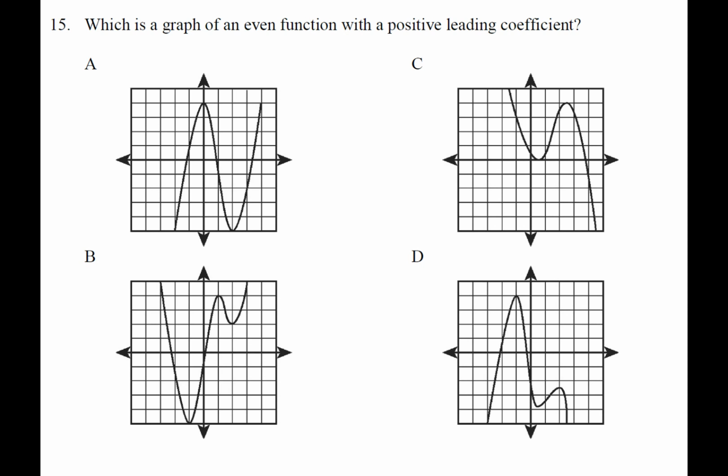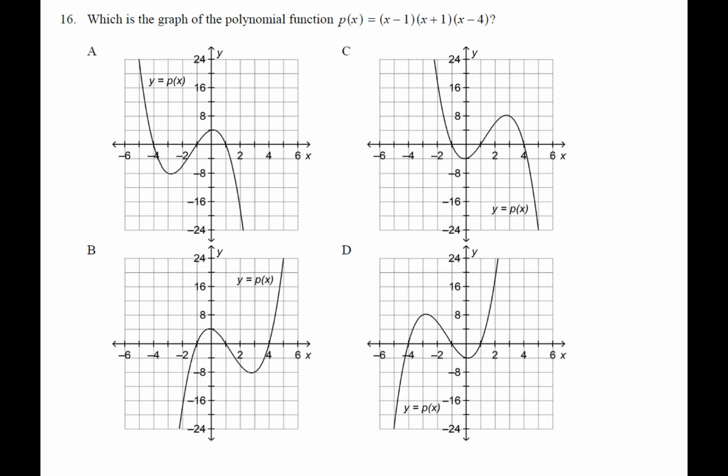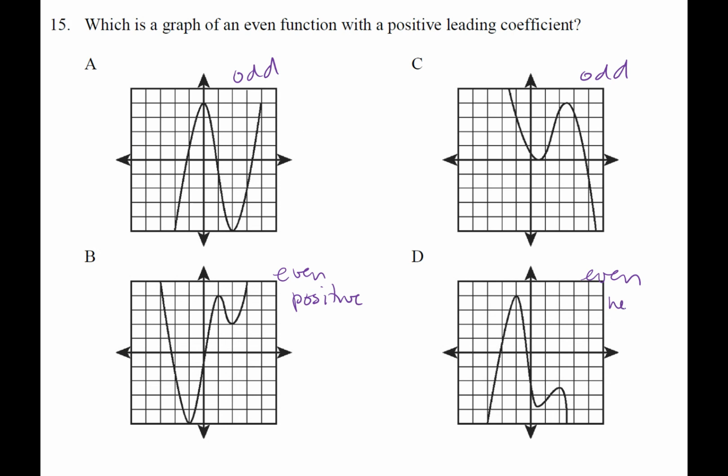So even functions are functions where the graph points the same direction. So this one is even and this one is even. Odd functions are where they're opposite. So this one is odd and this one is odd. When even functions point up, they are positive. And when they point down, they are negative.